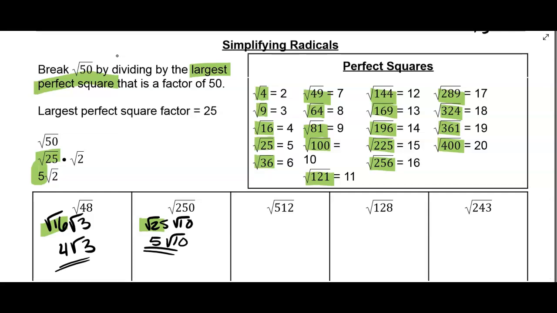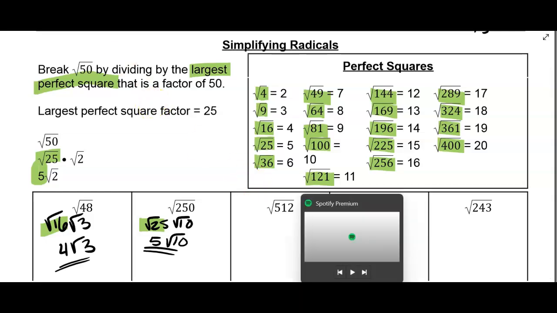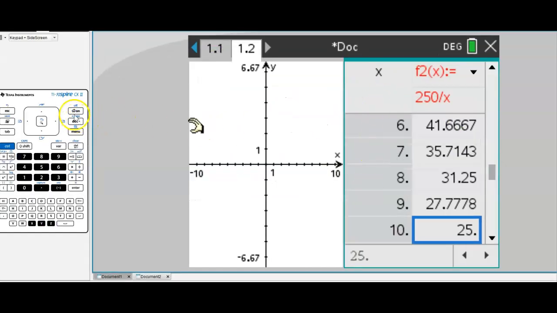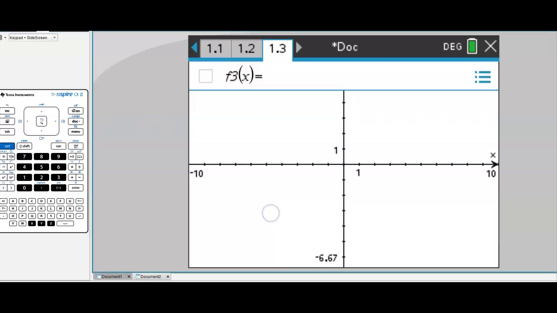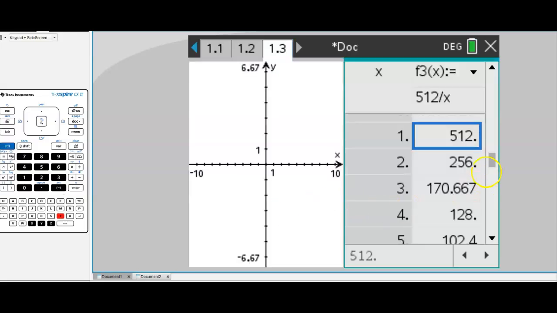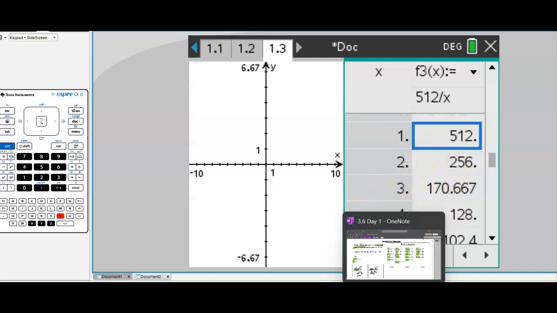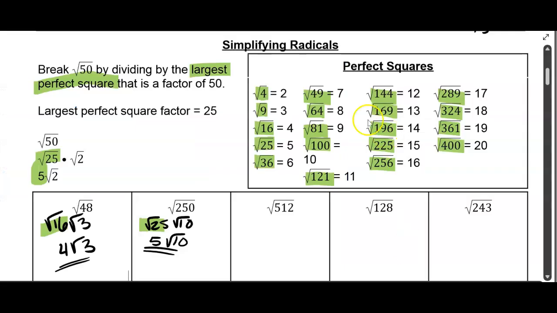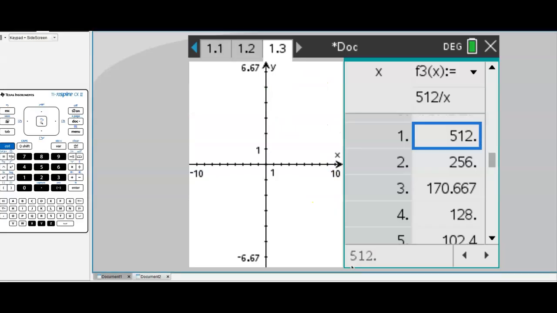Pretty cool. 512, okay, we're getting larger numbers, so we can keep working through this. So I'm going to look at a new graph. And I'm going to say, okay, 512 divided by x. Once again, I'm going to press Control T for my table. 1 and 512, 2 and 256, 4 and 128. So you can say, okay, well, 128, is that a perfect square? And I look here, nope, 128 is not a perfect square.